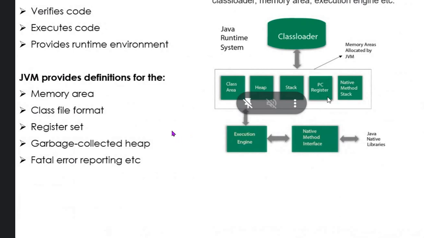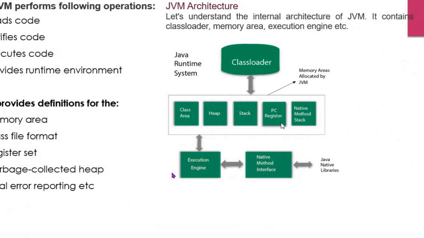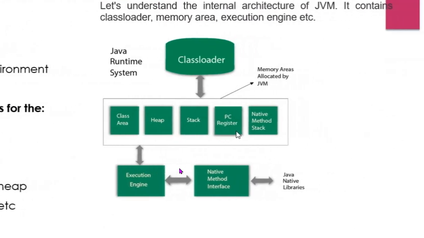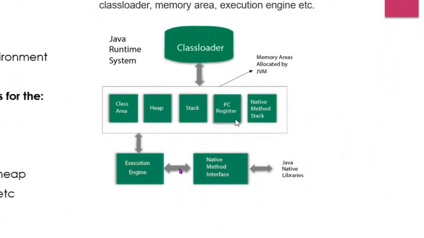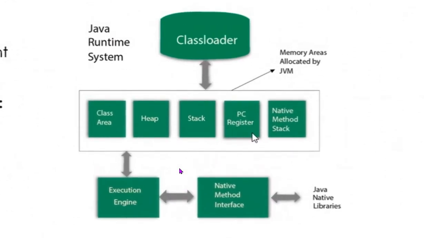Then fatal error reporting, etc. When memory management also fails, there would be certain fatal errors. So we need to understand what kind of fatal errors there are, and when those errors come, what the activities are or how to fix them. Actually, you should memorize this architecture diagram. Whenever we are talking about JVM, you should relate to this diagram.